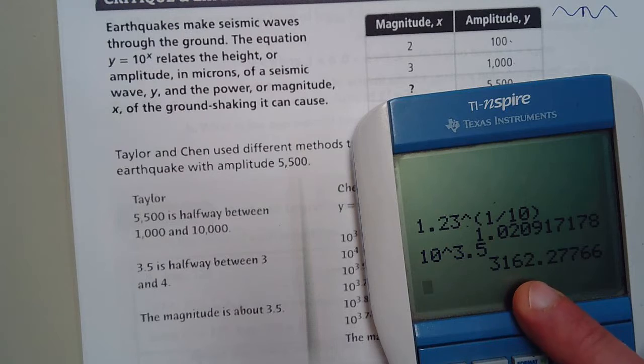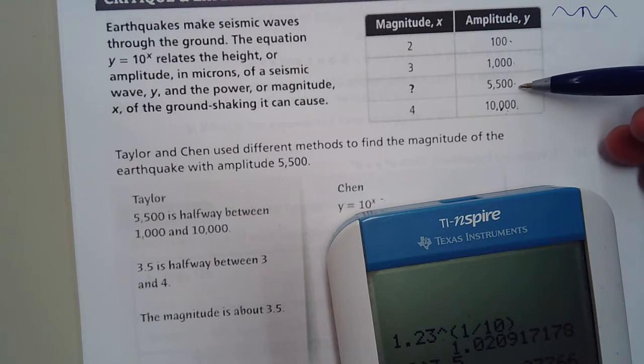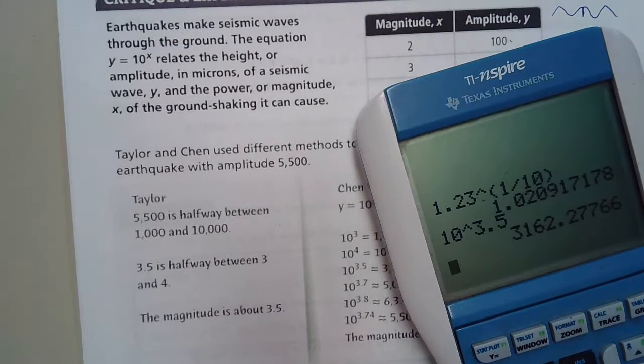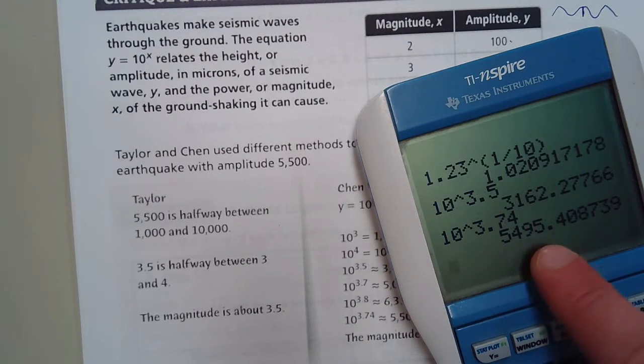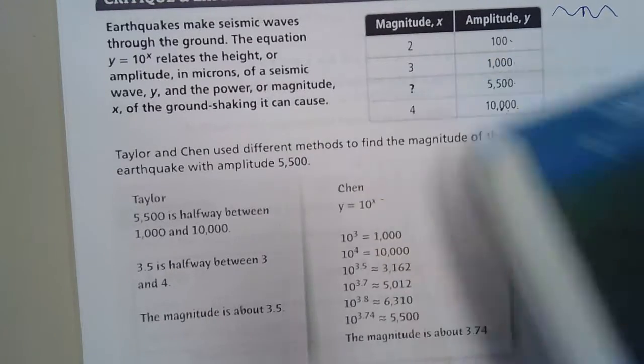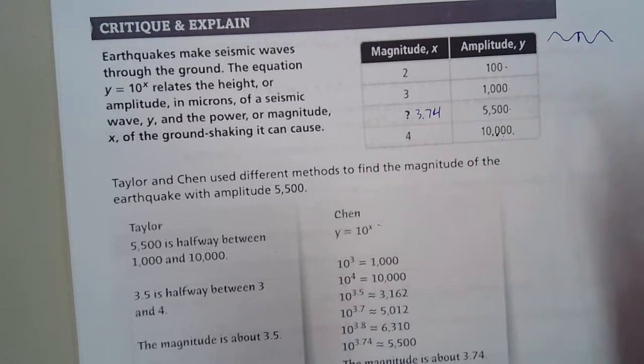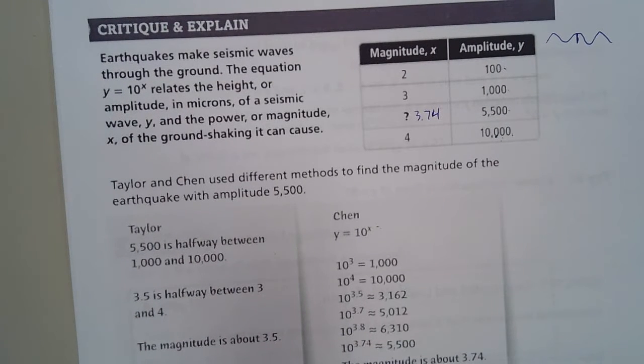That's 3,100. So that's not high enough. So he just keeps going up until he finds the number, just a little guess and check style. And he finds that about 3.74 gives him about the right answer. So he's able to figure out what should go here, which is approximately 3.74. Okay. Now, is this a huge difference? No, not really, but they are definitely different. 3.5 is different than 3.74.